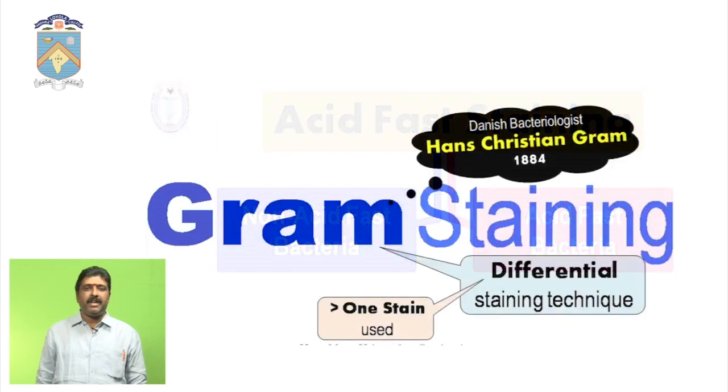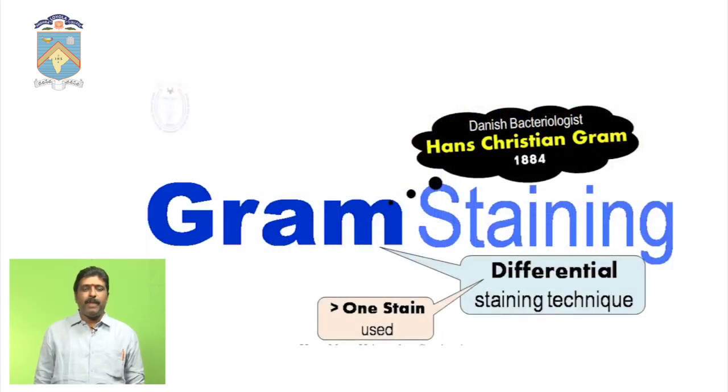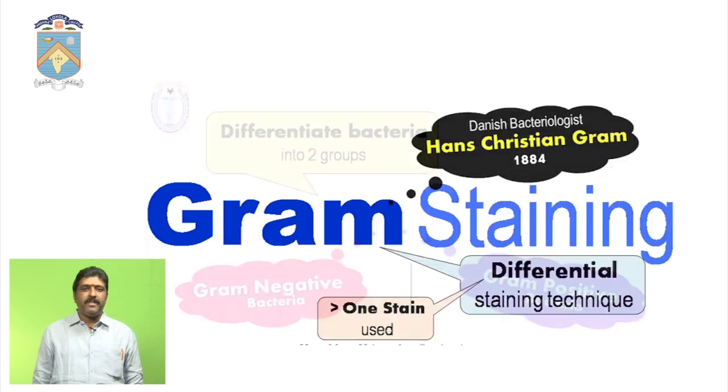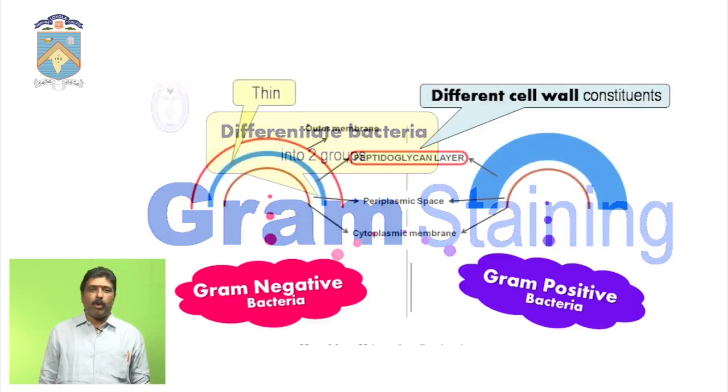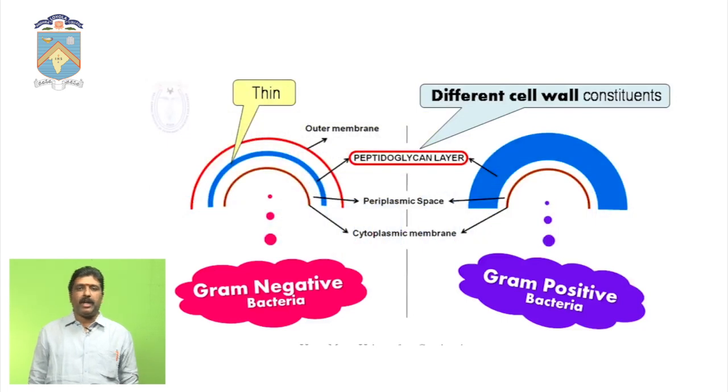The next staining technique is gram staining, given by Hans Christian Gram in the year 1884 to know the difference between gram positive bacteria and gram negative bacteria. The common difference between them is mainly in the cell wall composition. The cell wall of gram positive bacteria is mainly made up of a peptidoglycan layer, whereas the cell wall of gram negative bacteria is made up of lipopolysaccharides. That is the common difference in the gram staining technique.